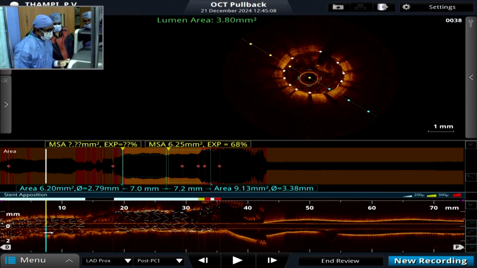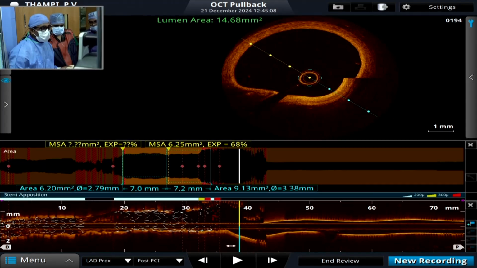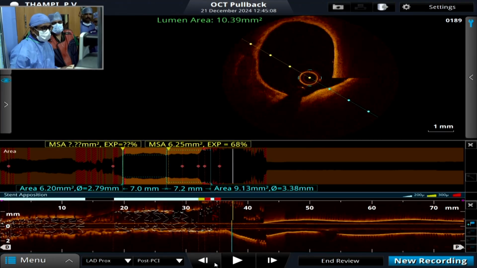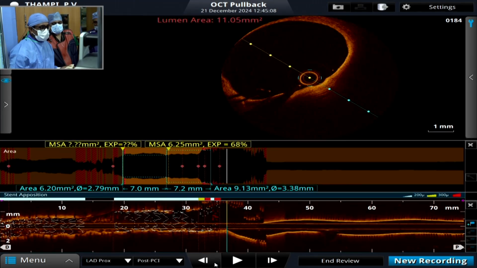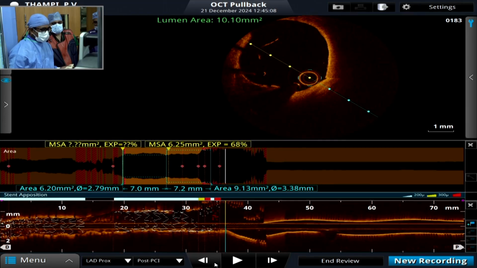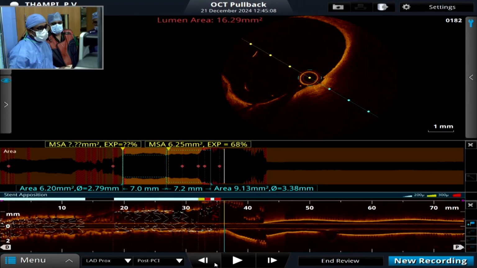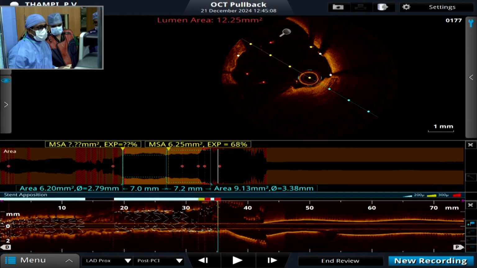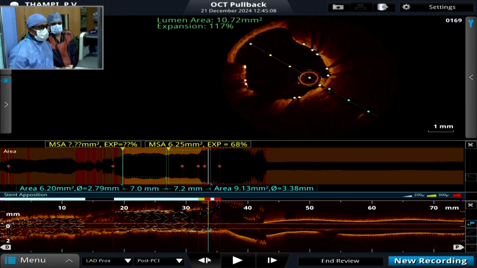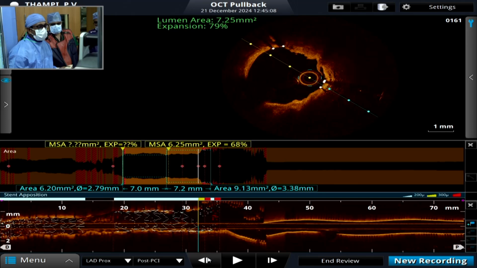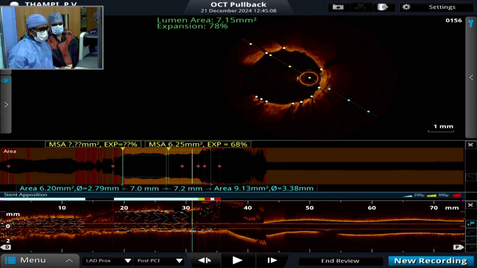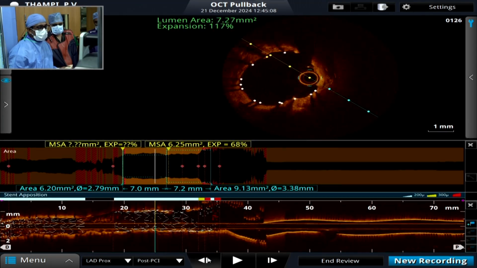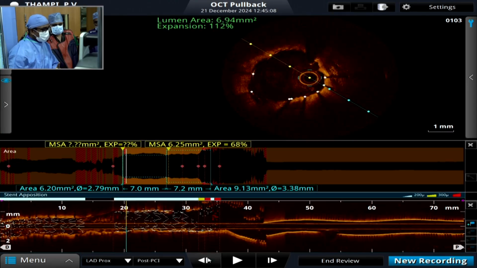Now we'll start looking at the left main bifurcation. Here as we go, left main looks okay. As we go into the LAD, in this area we are seeing that the struts are seen floating in the left main. Now we are seeing the circumflex and ramus over here. So not too much into the left main. Here again, the proximal areas, you are seeing that the struts are very well opposed. As we go in, the main intention was to have a look at the LAD ostium.